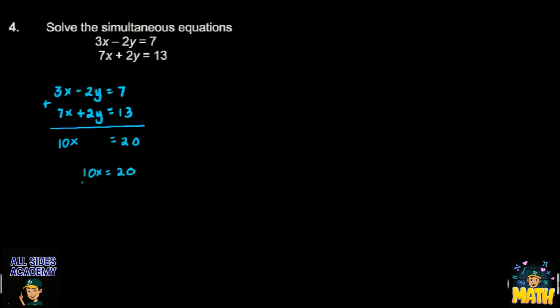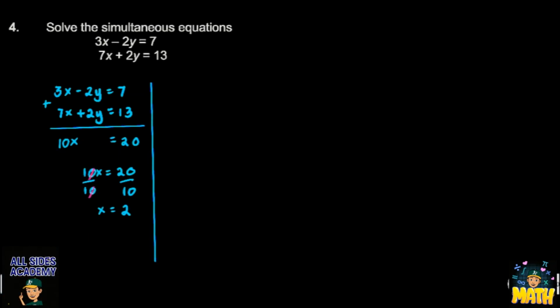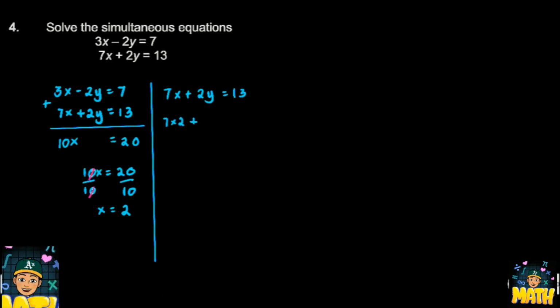We divide by 10 on both sides, and then we remain with x being equal to 2. So with the value of x, we need to solve for the value of y. So we substitute that in one of the equations. I'm using the second one. So 7 times 2 is 14. So 14 plus 2y equals 13.